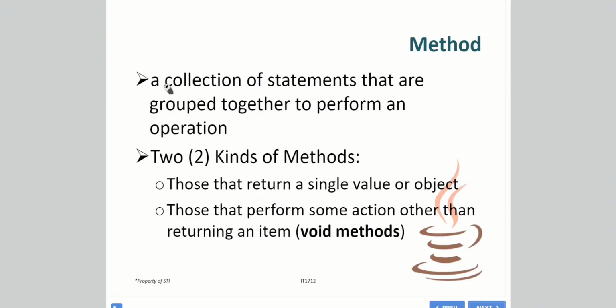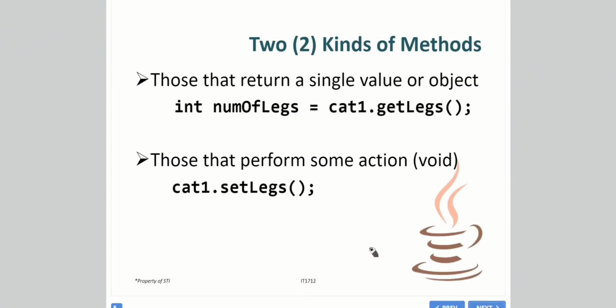And we have here what we call a method. A method is a collection of statements that are grouped together to perform an operation. Now we have two types of methods, which we discussed during the previous meeting: the value returning method, which returns a single value or an object, and the methods that perform some action other than returning an item, which we call the void method. So we have two types of methods.